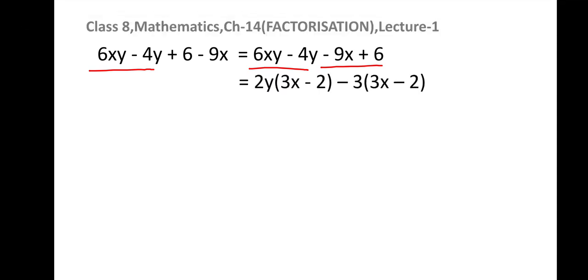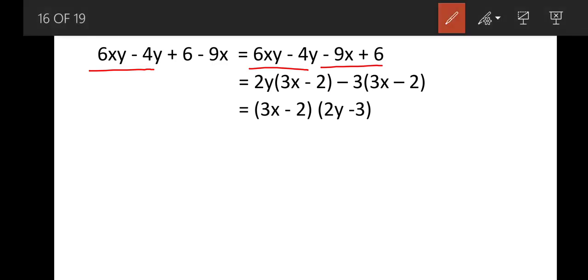Now, as you have factorized it in the previous slide, what you have done? Out of 6 and 4, you have taken 2, and 6y and 4y you have taken out. What will be left inside the bracket? 3x minus 2, we have understood in the previous slide. Likewise, this also we have understood, that minus 3 will be written outside, and inside the bracket it will be 3x minus 2. So this factor is common to both. So it will be written outside one time, that is 3x minus 2, and what will be left?